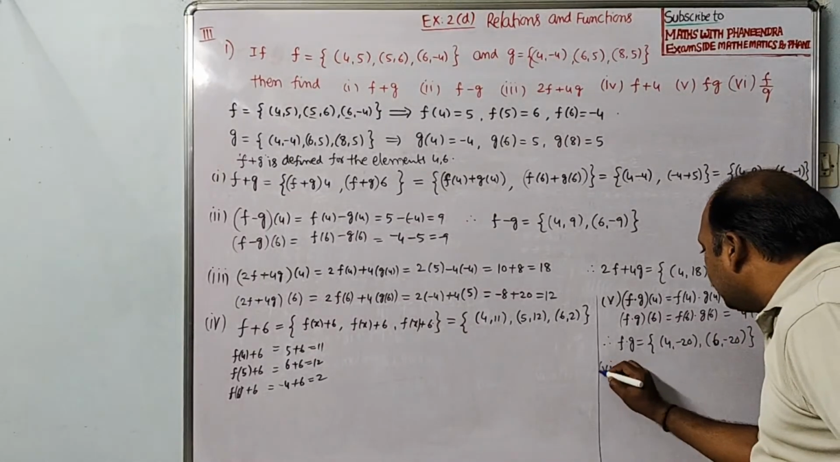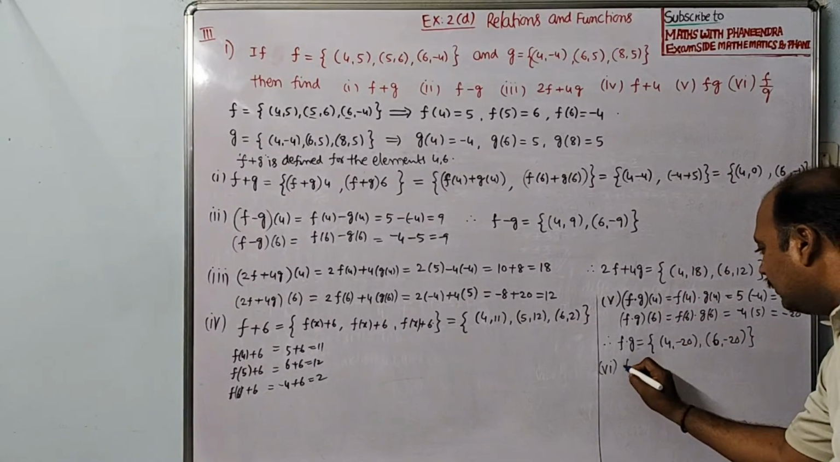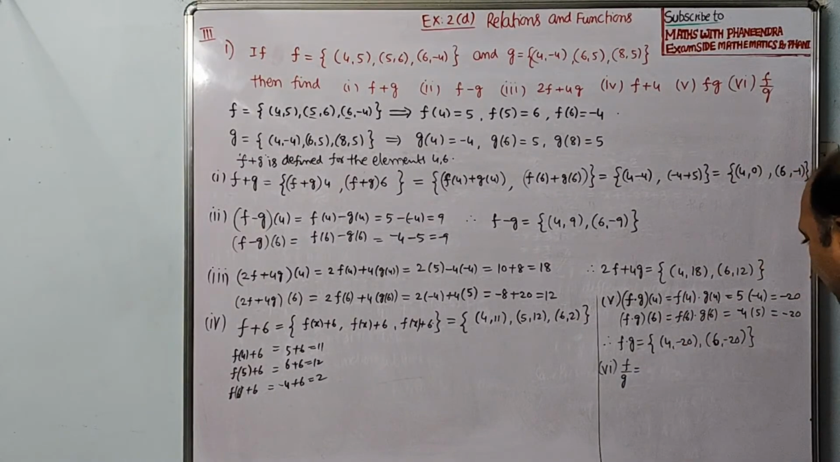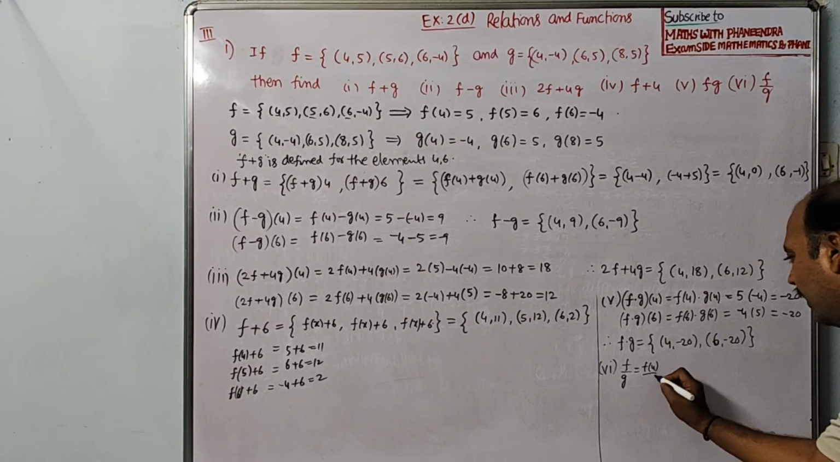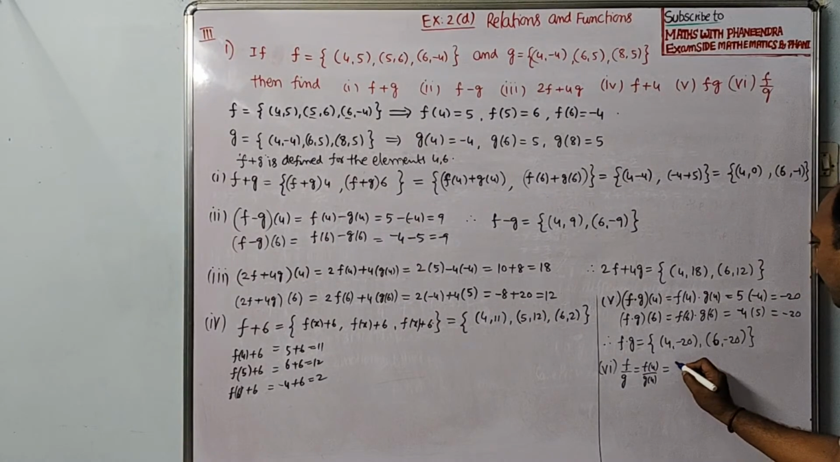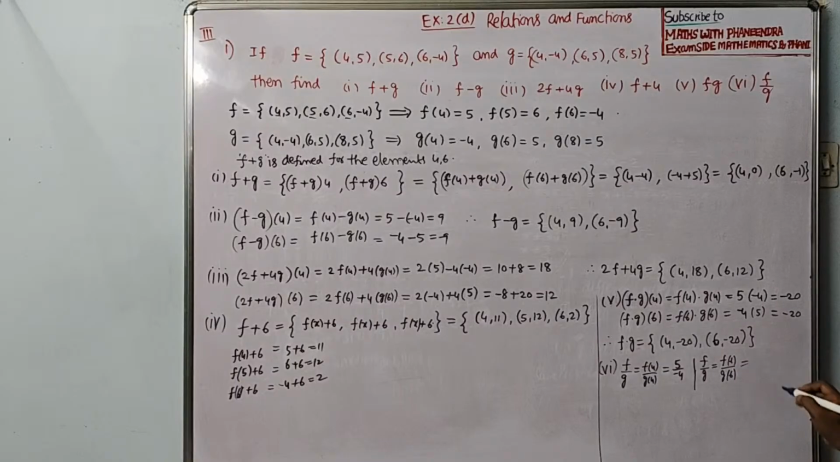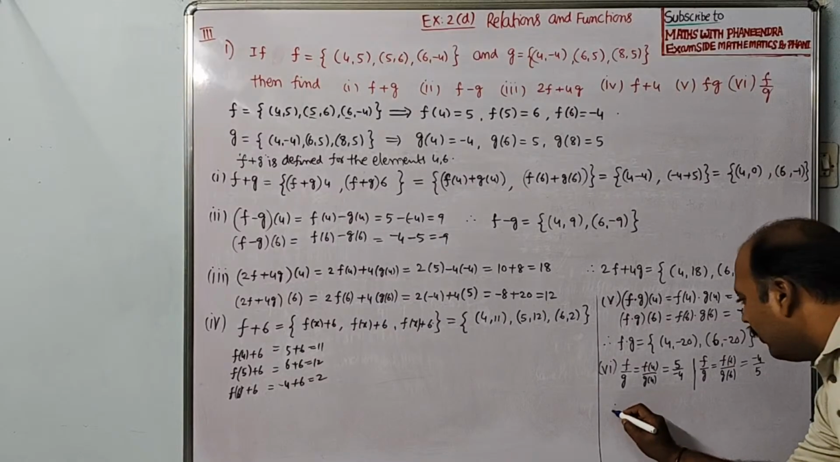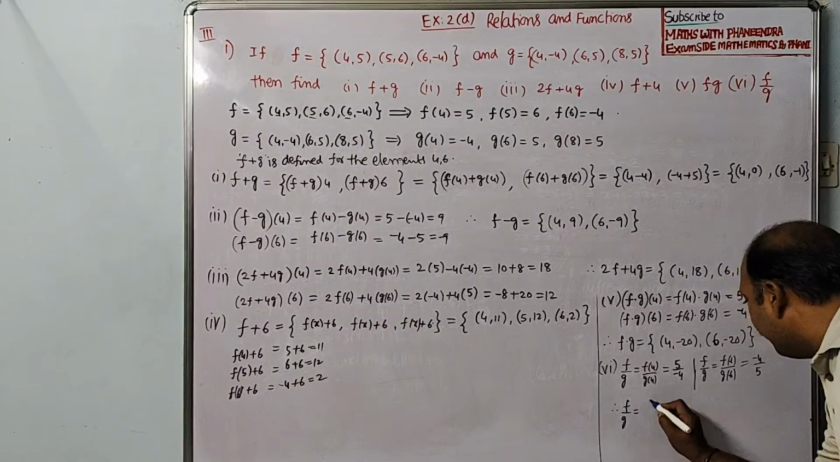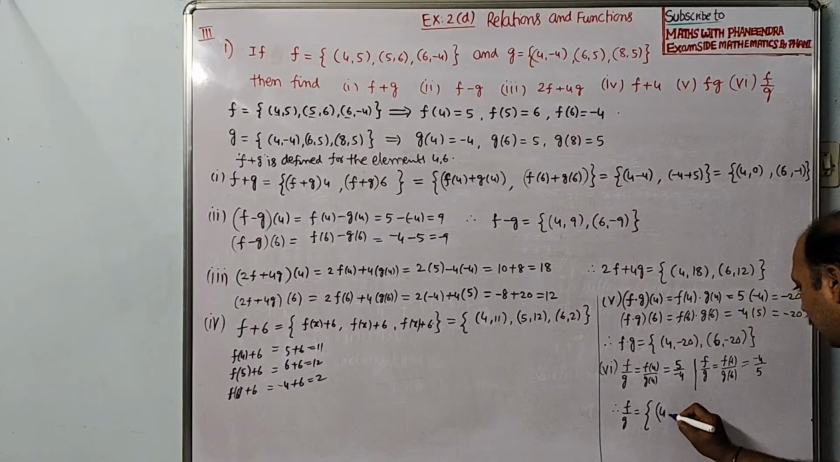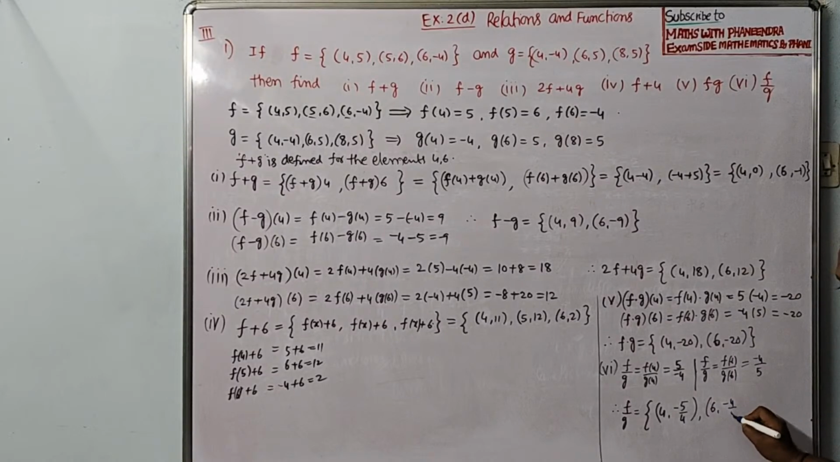Next, last one, sixth one, f by g. Even here also same thing, same situation, dear students. F of 4 by g of 4. F of 4 means 5 by minus 4. Similarly, f by g of 6. F of 6 by g of 6. So f of 6 value is minus 4, g of 6 value is 5. Therefore, f by g equal to 4 comma minus 5 by 4, 6 comma minus 4 by 5.